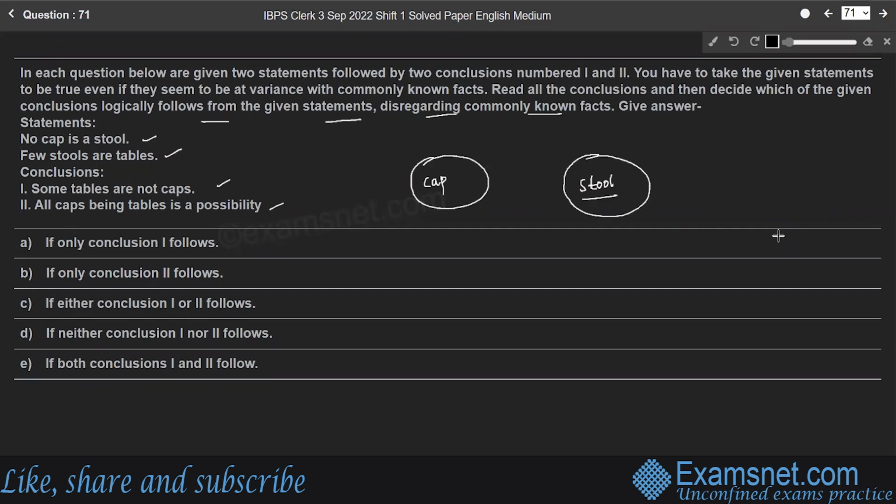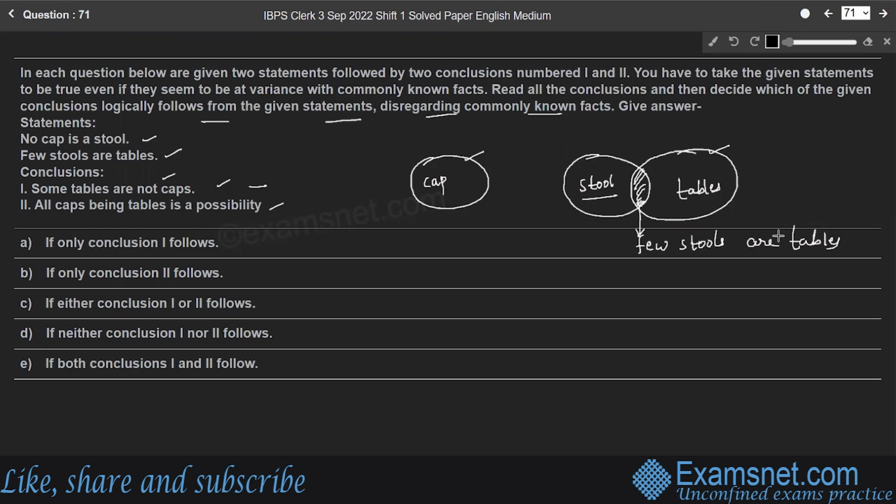And the second statement, few stools are tables. So there is a set of tables, where the common portion for stool and table represents few stools are tables. Few stools are tables. So come to the conclusion part. Some tables are not caps. So here some tables are not caps. That means, definitely they are not caps.